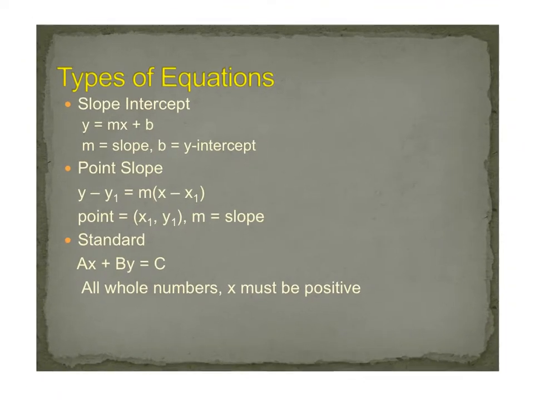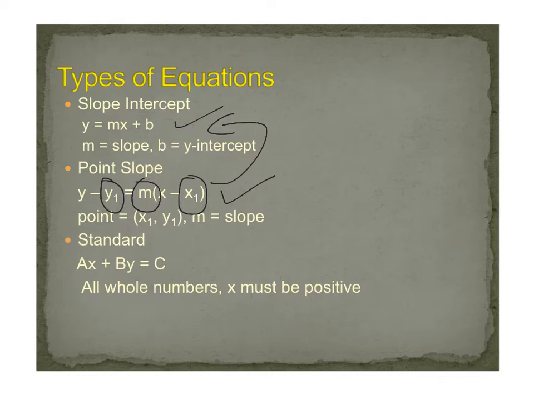Okay, slope-intercept form. You guys have seen that a gajillion times. Y equals mx plus b, yeah? Slope is m, b is your y-intercept. Point-slope form, we'll talk a little bit about. If you're given a point and the slope, you just plug in. You plug in the y that they give you, the x that they give you, and the m. And then you just solve it so it looks like this line.